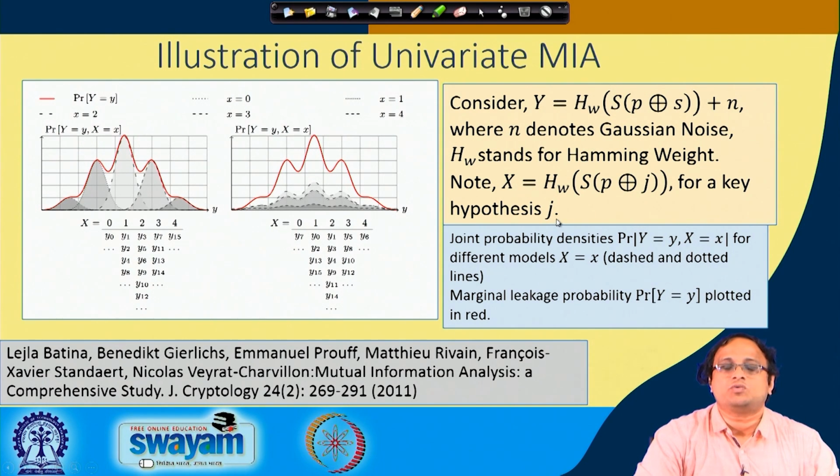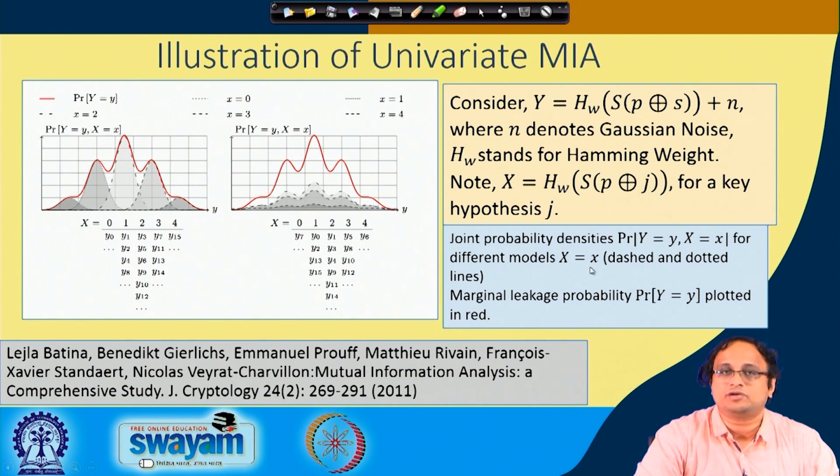Okay. Now, what we plot in this diagram is, by the red line, the probability of y equal to small y, which stands for the probability distribution of y. And with these other graphs, we plot the joint probability densities, that is, the probability of y equal to small y and x equal to small x, for different models of x.